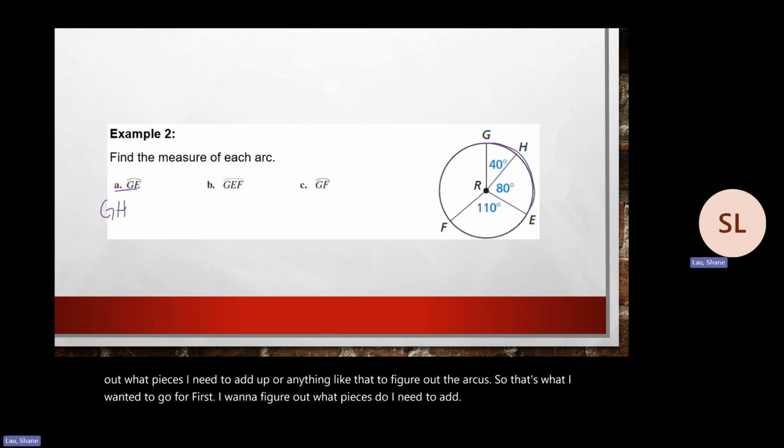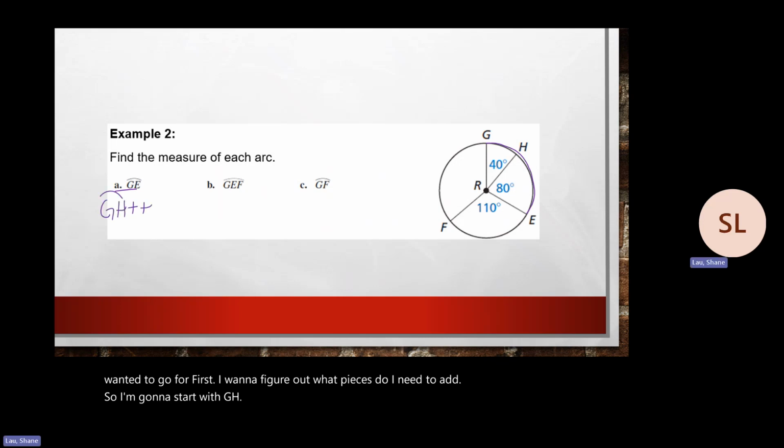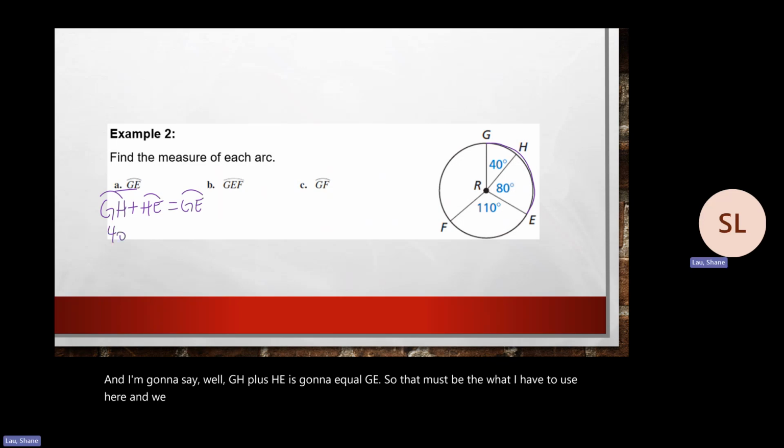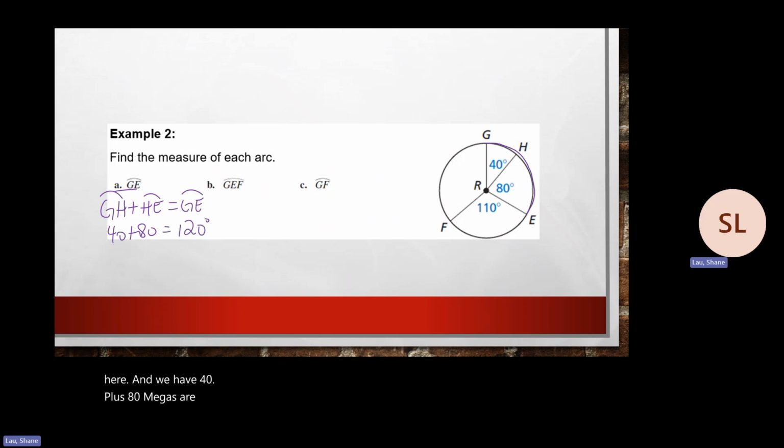So I'm going to start with GH. And I'm going to say, well, GH plus HE is going to equal GE. So that must be what I have to use here. And we have 40 plus 80. And that gives us our 120 for GE. So arc GE equals 120 degrees.